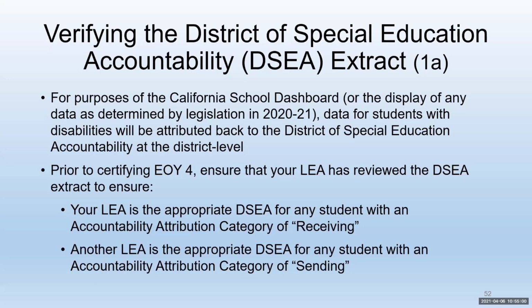So you need to review that District of Special Education Accountability extract, and you need to verify that if you are receiving accountability from any other district, you need to make sure and check with your CELPA as well as your SPED data coordinator. Make sure that that is the correct District of Special Education Accountability that's being identified for that particular student. If it's not, you need to contact that district and have them correct it. Okay. Also, if you are sending accountability to another district, you should verify that that in fact is the correct district to which accountability needs to be sent.